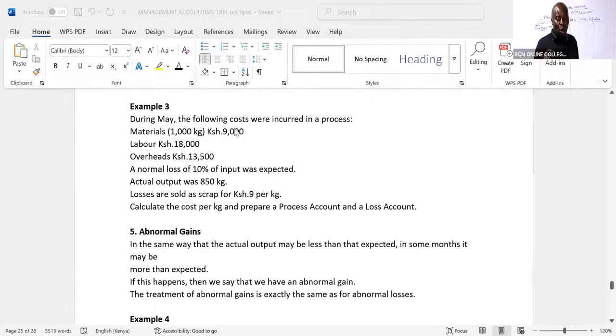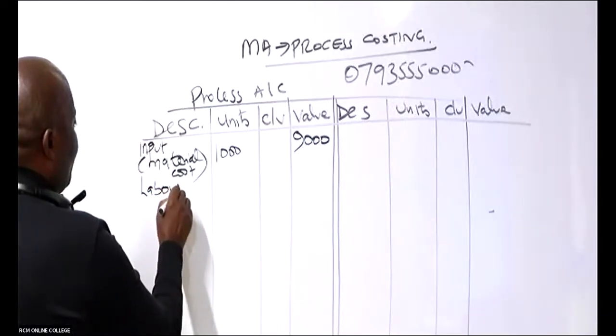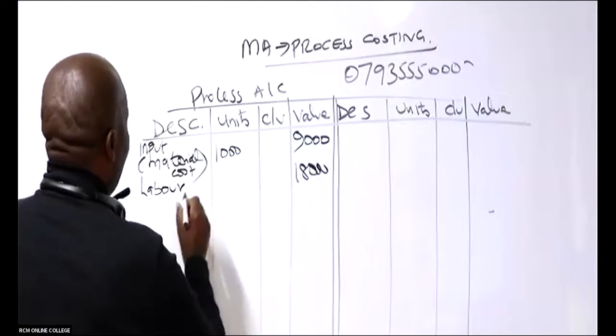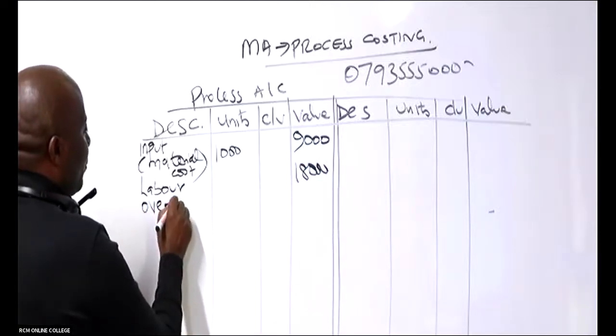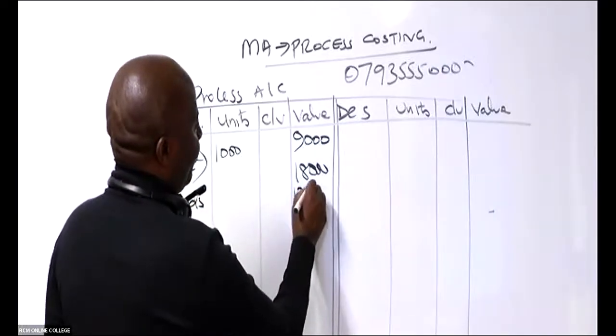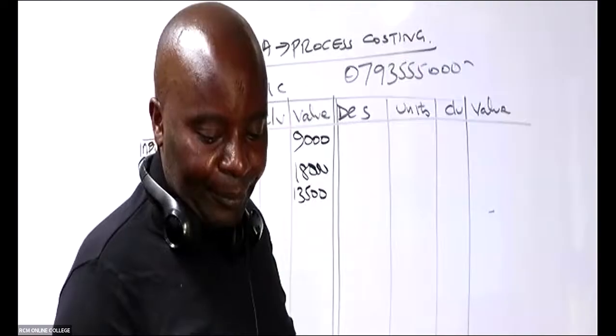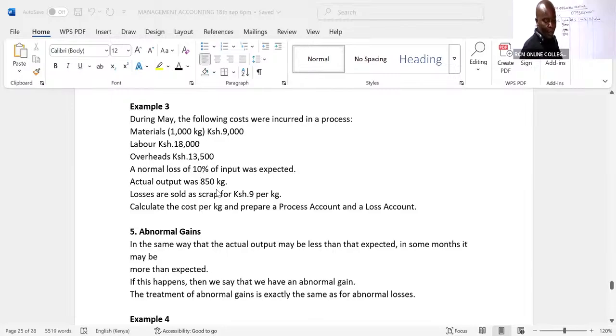now you need to bring in what we call conversion. Conversion is made up of two items, labor and overheads. So you can see labor is 18,000, and overheads is 13,500.